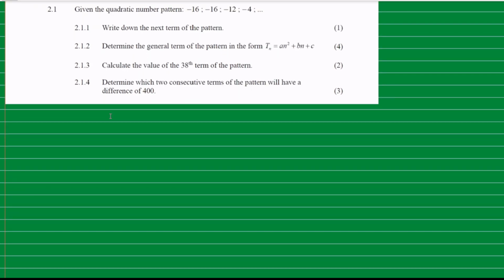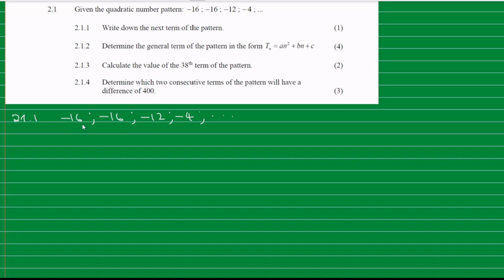This is another question, another example. We are just going through the examples now to practice this. Given the quadratic number pattern -16, -16, -12, -4, write down the next term. That is 2.1.1. Like we said, the best way is to generate your numbers and write down your numbers. I always prefer that you write the steps first, which means that of subtraction.